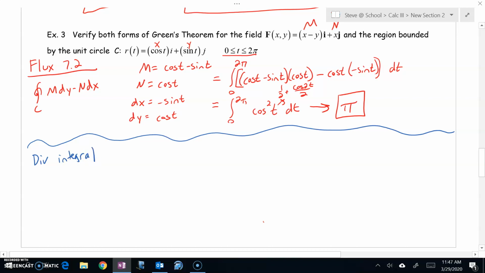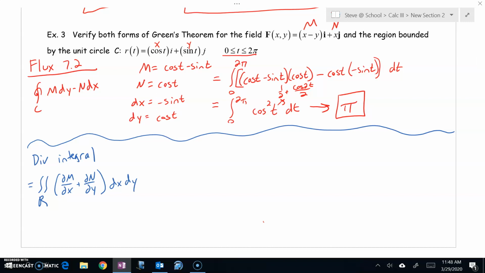Because these are equivalent, we have that this flux should equal the double integral over the region of dm dx plus dn dy dx dy. And again, I'm using this one because it goes with flux, and I'm doing flux first. Okay, so let's look at this.